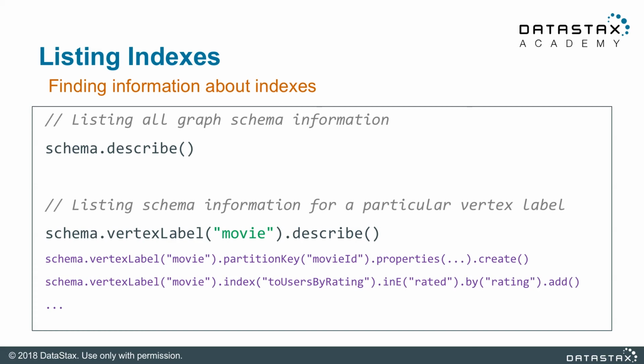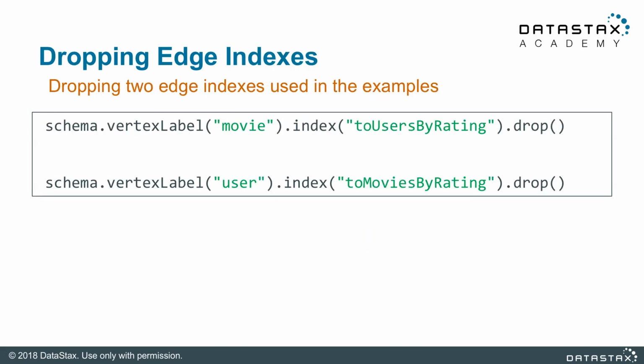Now let's take a look at how we can use the index to find movies that user U1 rated with a rating over 7. We can take a look at what we've created with a general schema.describe, or list the schema information specifically by the movie vertex label. And like our other indexes, we can drop each of these edge indexes as a final step. Now that we've covered edge indexes, let's go back to our notebook and go through an exercise.